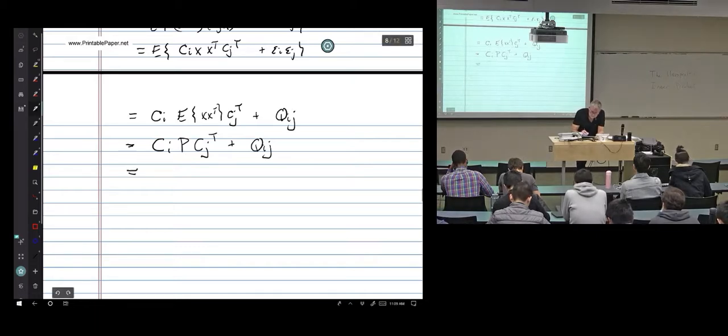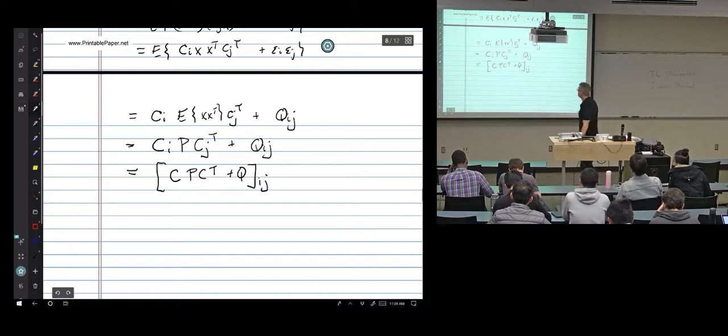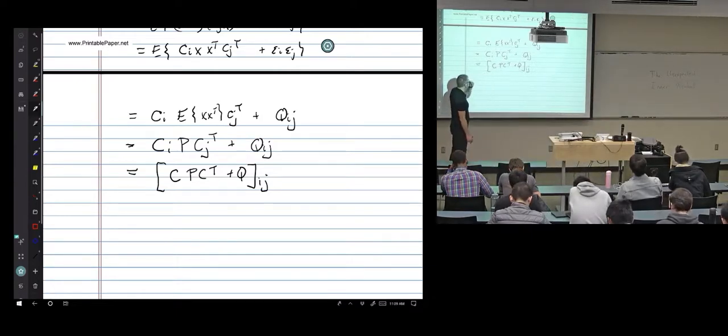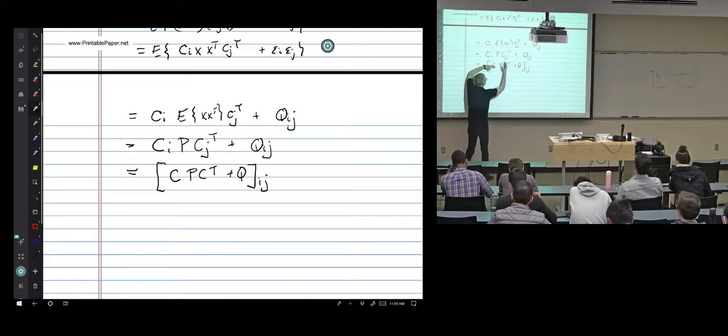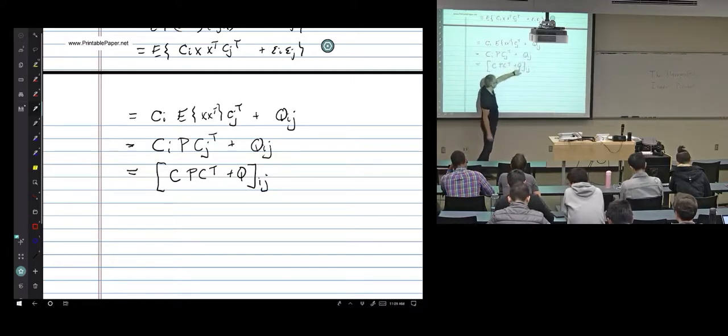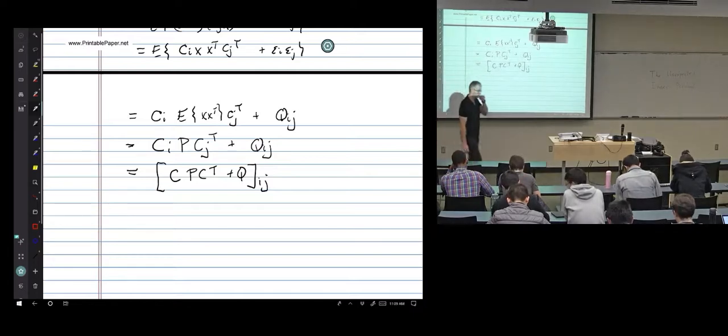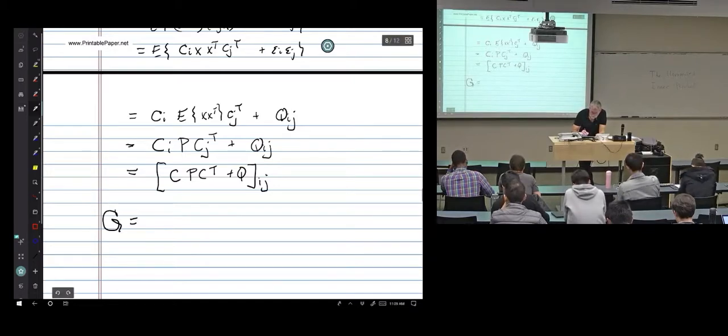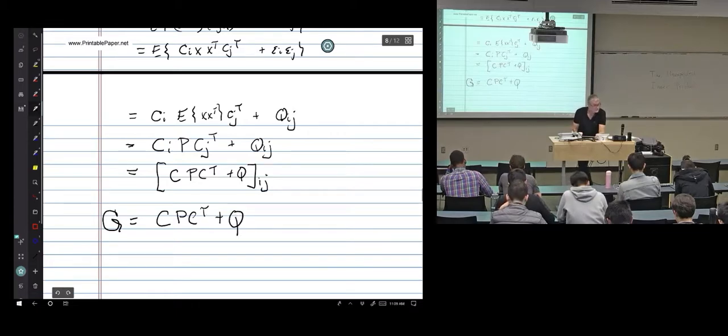And so what does this equal? This is C P C transpose plus Q, the ij entry. Okay? Take the ith row of C times the jth column of P times C transpose. That gives us the ij element here, and then that gives us Qij. Okay? So here's the Gram matrix. G equals C P C transpose plus Q. Aha, that's cool.